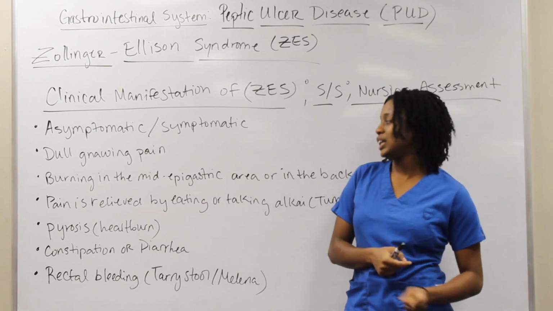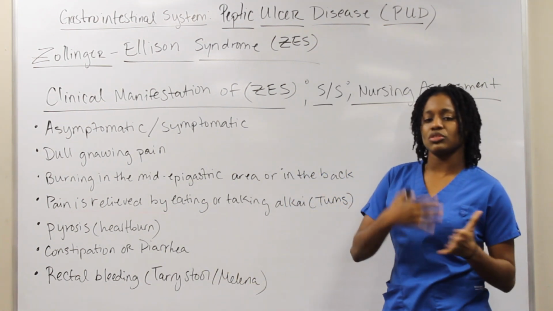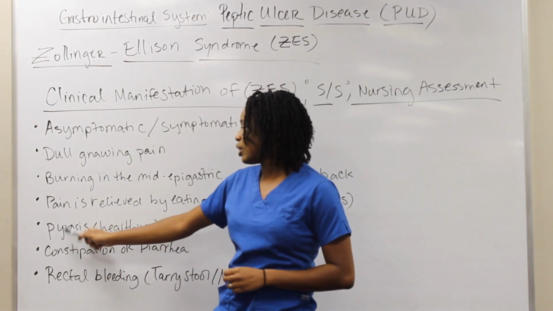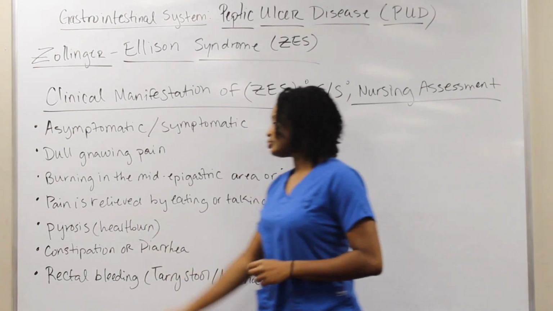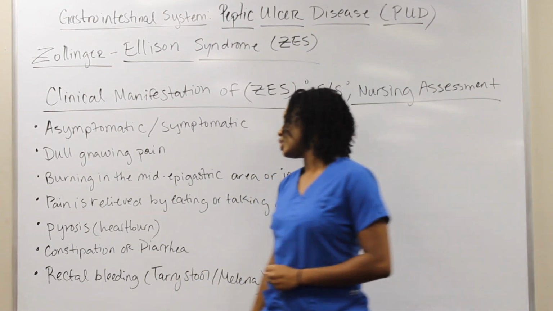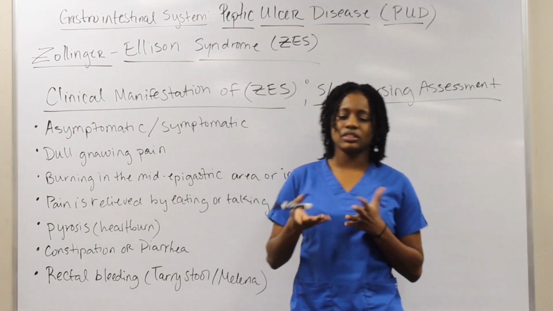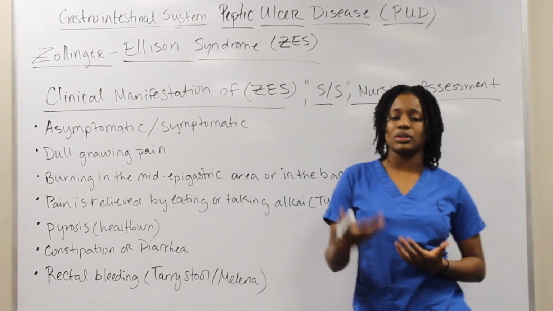Pain is relieved by eating, or by taking alkali, which is your Tums or your antacids, your neutralizers. Then you have pyrosis, which is a fancy word for heartburn. You have constipation or diarrhea. And you have rectal bleeding, whether it's tarry stool or melena, they both mean the same thing, or bright red blood.